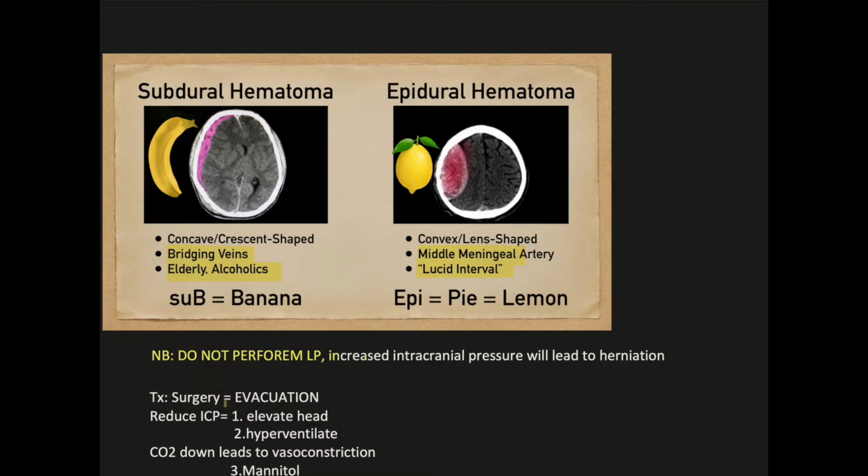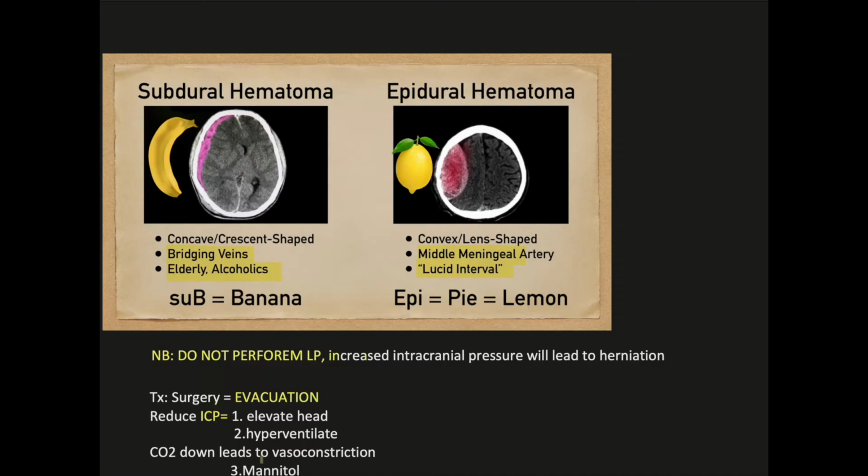Okay, the treatment for both types is evacuation. We will just remove the collection of blood. Okay, things to reduce the intracranial pressure. First one is elevate the head. We will elevate the bed of the patient or ask him to elevate his head.